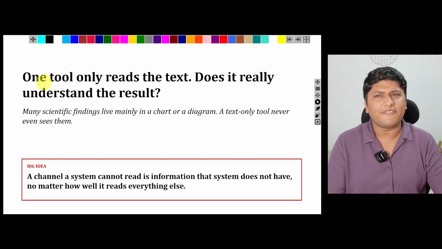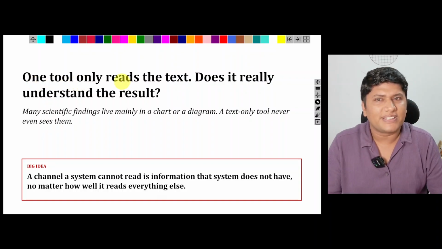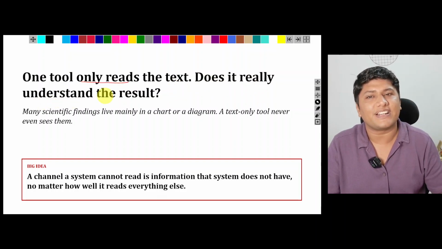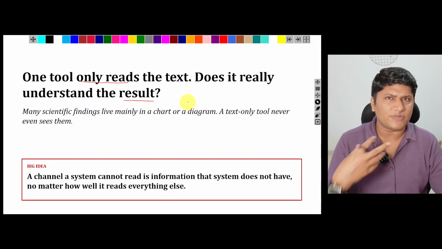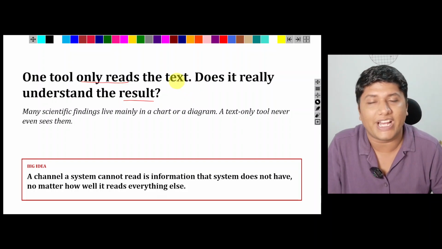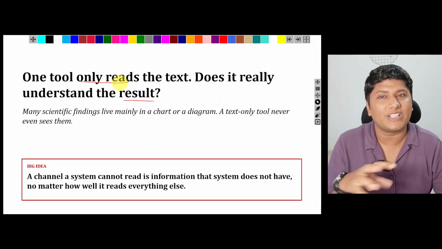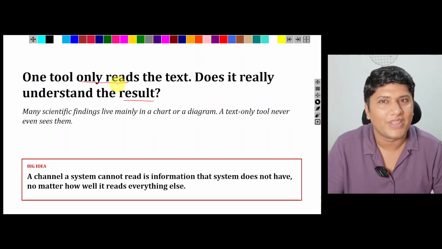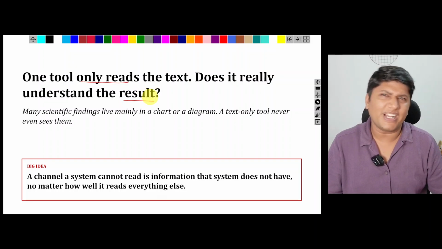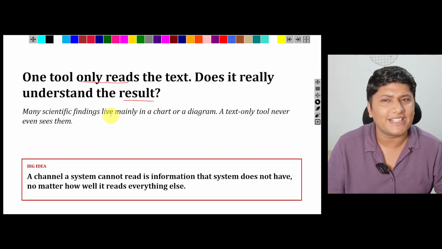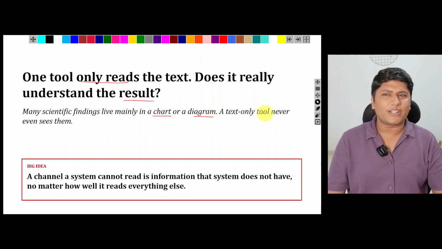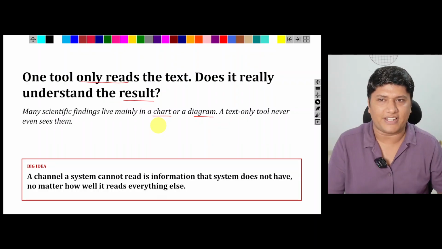So for example, if there is a research tool or AI tool that only reads the text, it does not do anything else. Does it really understand the result? I was working with a tool earlier that was only reading the text. I remember the initial part of ChatGPT when it just launched. It was just printing text, nothing else. It was just also understanding text. Does it really understand the result? It does not, right? Because many scientific findings live mainly in a chart or a diagram. So a text only tool never even sees them. It just reads the text.